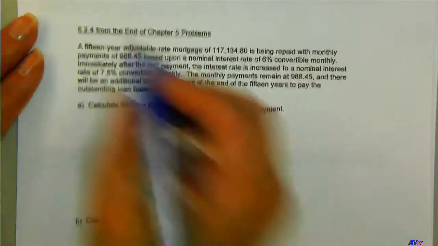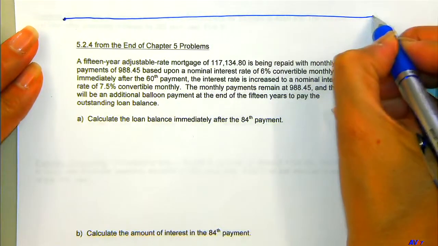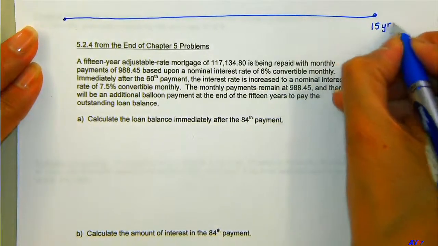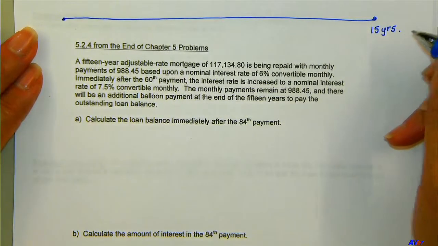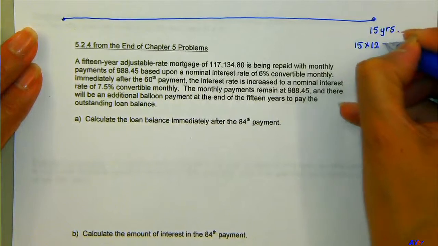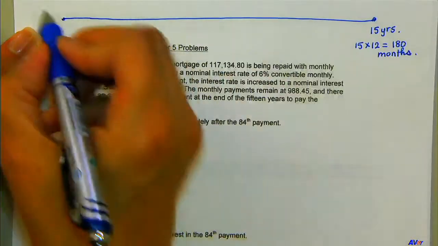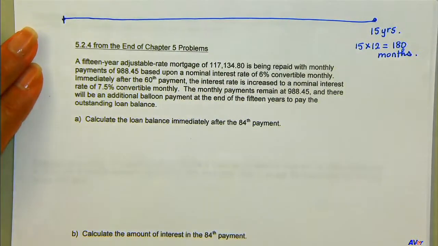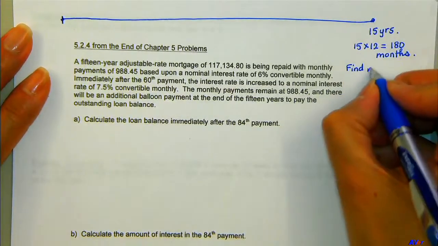So, timeline. This is going on for 15 years, and the payments are monthly. So 15 times 12 equals 180 months. They're telling me that the interest rate is 6% initially for the first 60 months, but that's 6% a year, so I have to find the monthly rate. So let me say here, find the monthly rates.